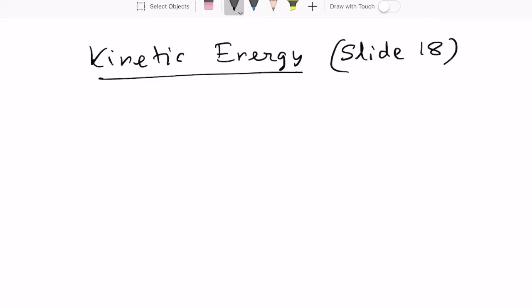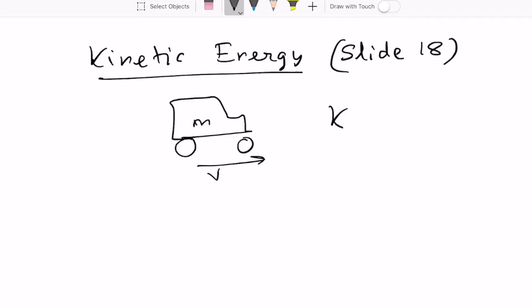Suppose you have an object of mass m, let's say it's a car. The mass of the car is m, and it's moving with a velocity v. Then the kinetic energy of the car is going to be, the symbol for kinetic energy is K, it's going to be half m v squared.